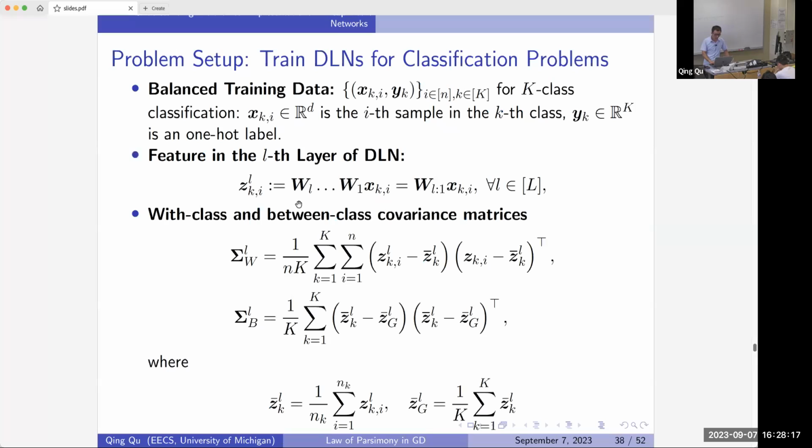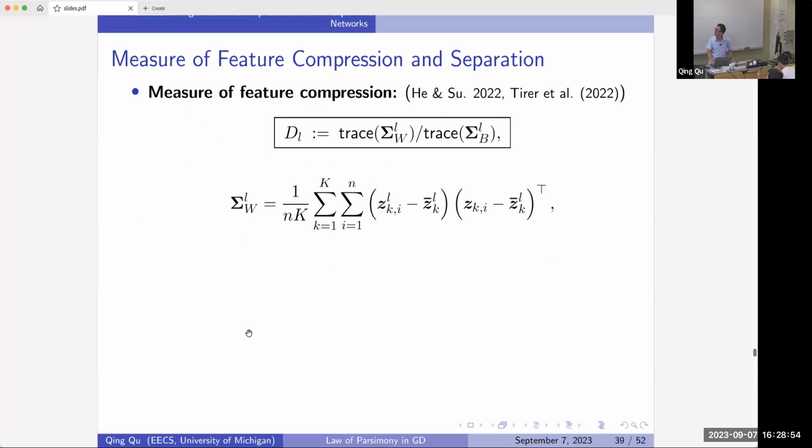As a setup, we consider a classification problem, right? We train on a balanced data set. We write Z_l as the intermediate features for each layer, for layer l. And we introduce the notions of feature compression and feature separation. We first define the within-class and between-class covariance matrices. Sigma_W is the within-class covariance matrix, and Sigma_B is the between-class covariance matrix.